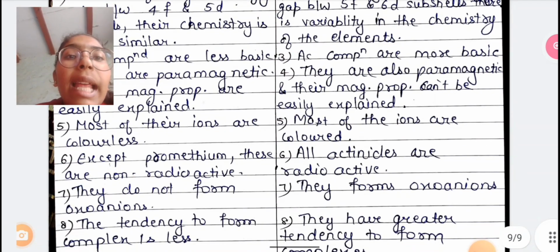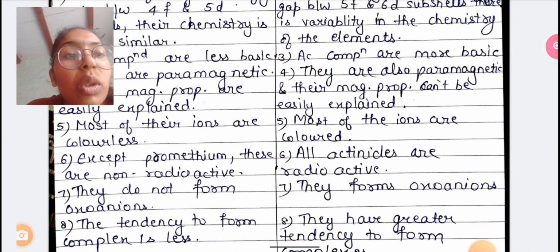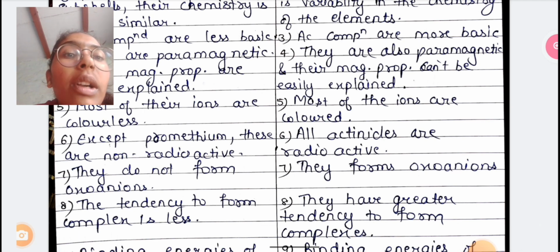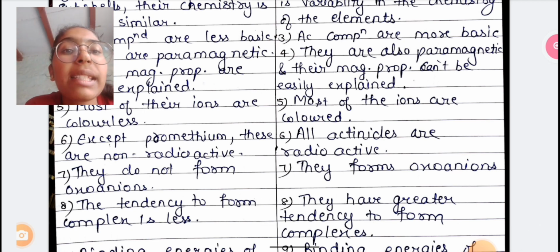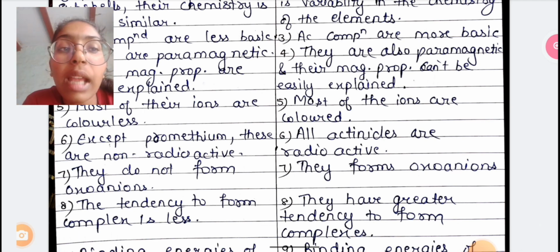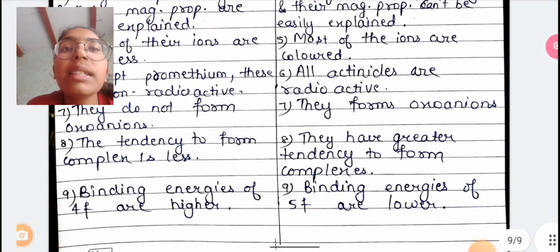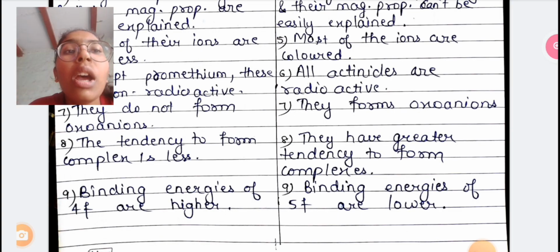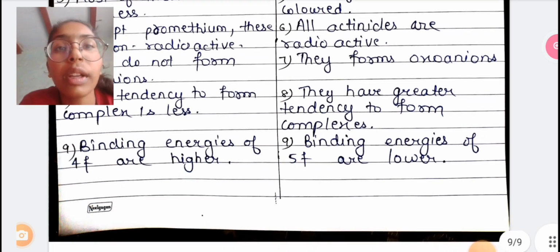Seventh one, on the lanthanoid side they do not form oxoanions. On the actinoid side they form oxoanions. Eighth one is on the lanthanoid side the tendency to form complexes is less. On the actinoid side they have greater tendency to form complexes. Ninth one is on the lanthanide side binding energy of 4f is higher. On the actinoid side binding energy of 5f is lower.